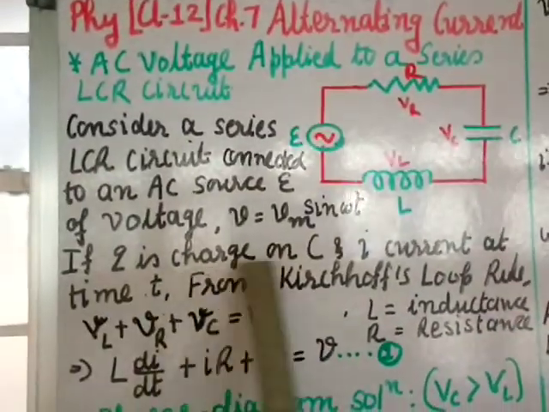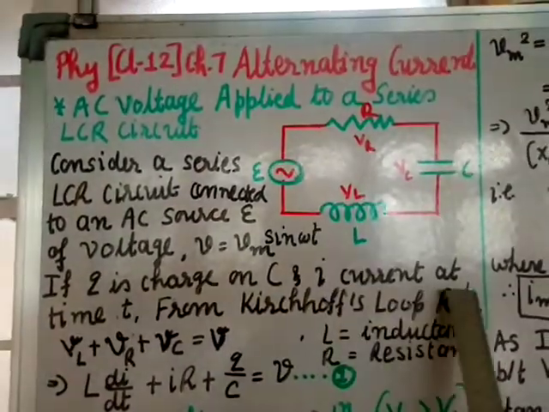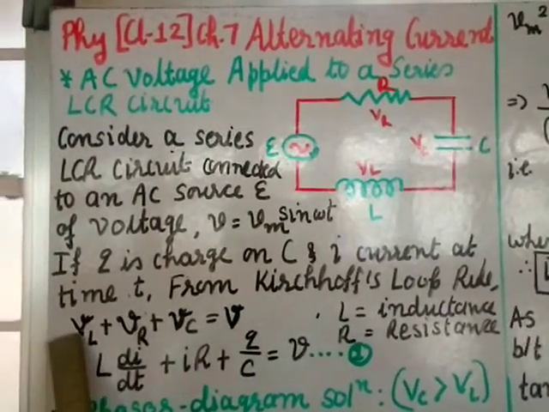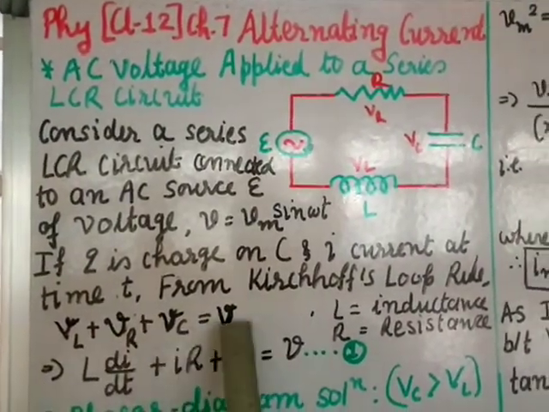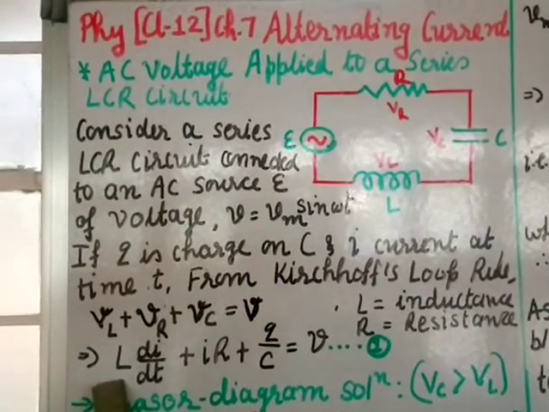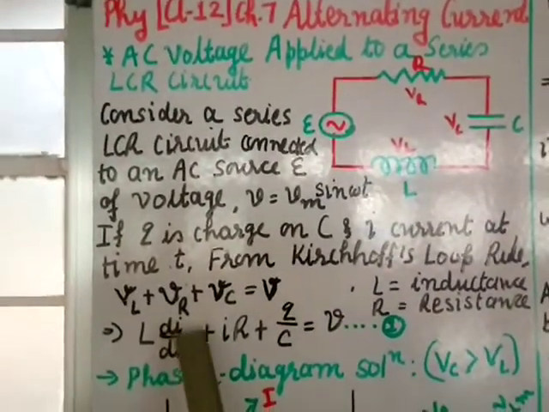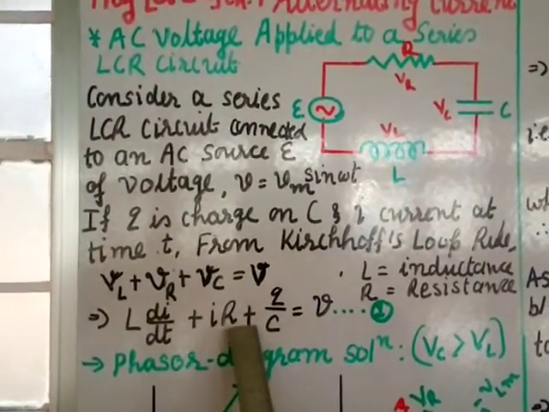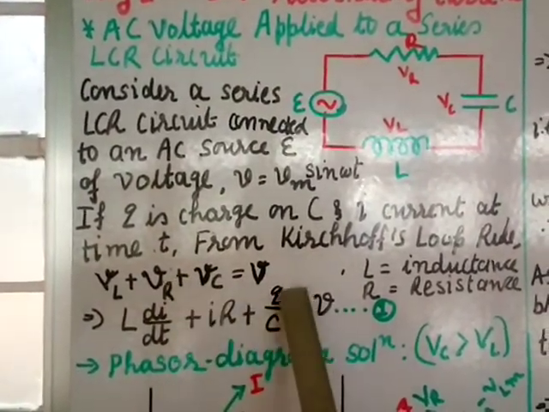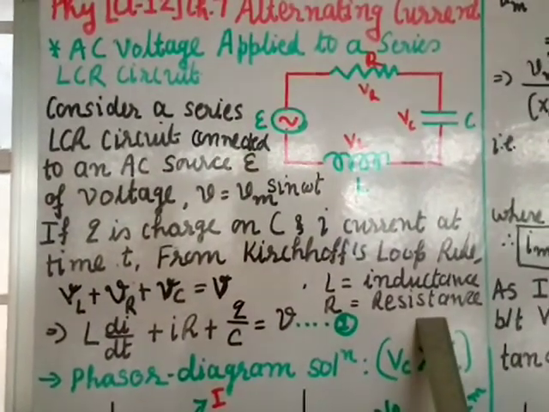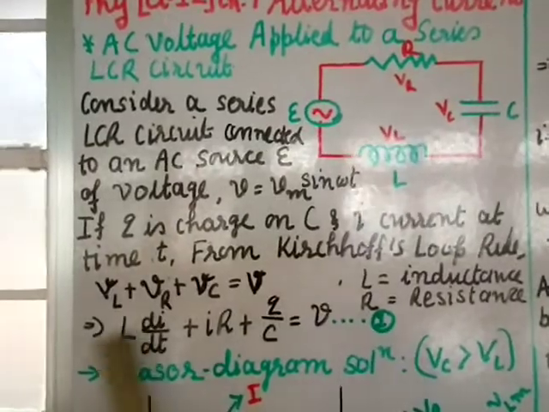If Q is the charge on the capacitor and I the current at time t, then by Kirchhoff's loop rule, VL plus VR plus VC is equal to V. Now VL, the voltage dropped across the inductor, is given by L di by dt, plus the voltage dropped across the resistor, I into R, plus the voltage dropped across the capacitor, Q by C, equal to V, where L is the inductance and R is the resistance. Now this equation we have to solve.